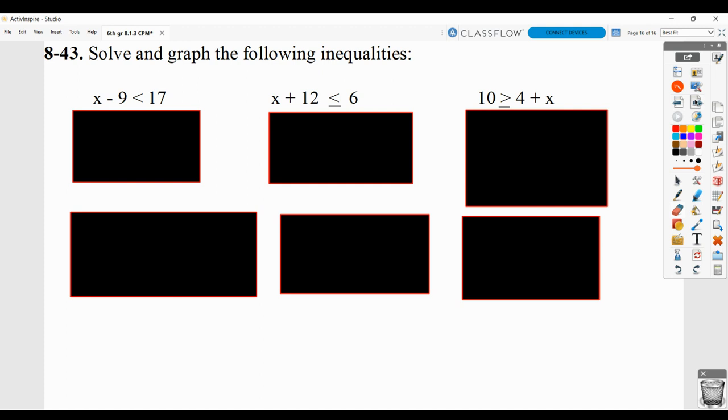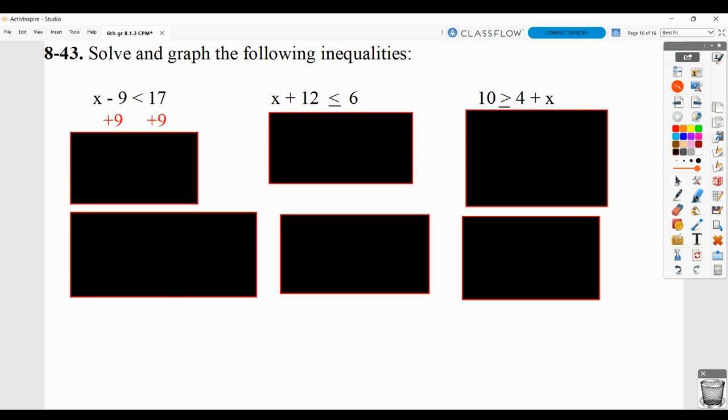Here you have to solve and graph these. So we have x minus 9 is less than 17. We can add 9 to both sides because our goal is to get x by itself. So how do we get rid of a minus 9? We do a plus 9. And when we do that, we have to do it to both sides to keep the balanced equation.